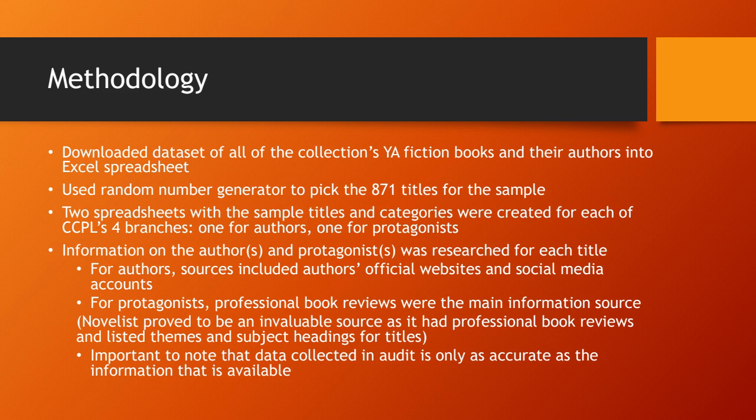I made two separate spreadsheets with the sample titles and categories. And I did this for each of our four branches. So I made one spreadsheet for authors and one for protagonists. Information on the authors and protagonists was researched for each title. For authors, sources included the author's official websites and social media accounts.